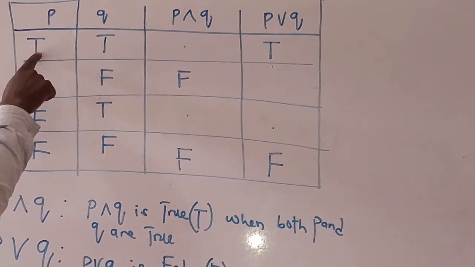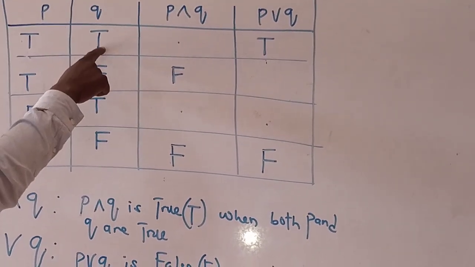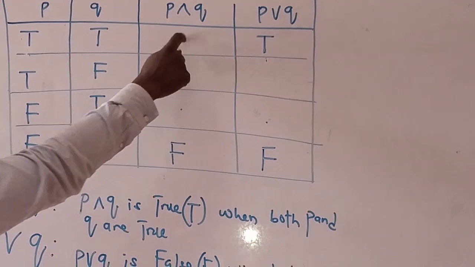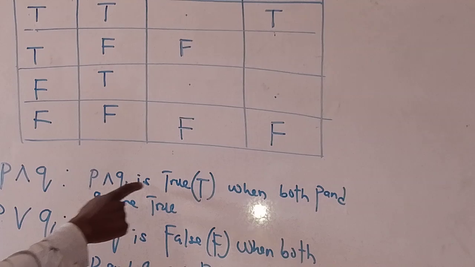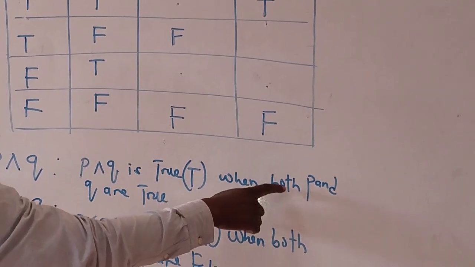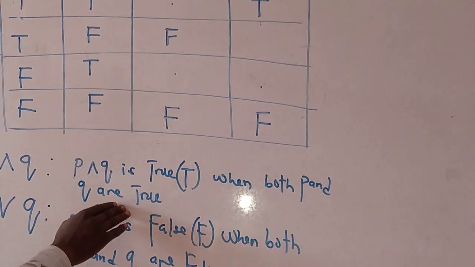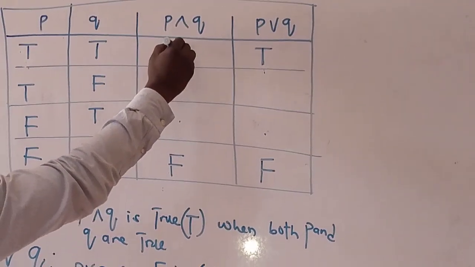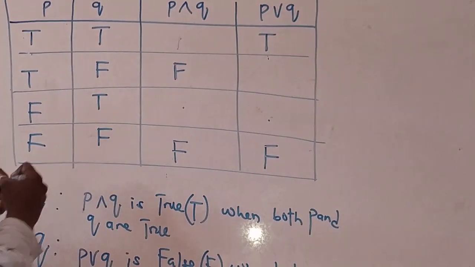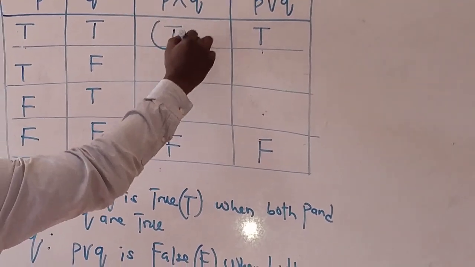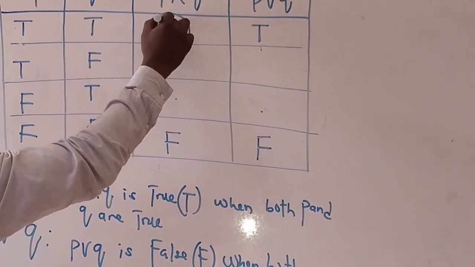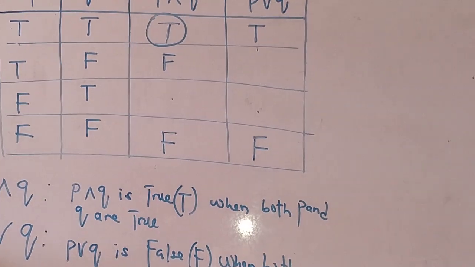Now, P is true here, Q is true here. You now come here to fill this cell. P conjunction Q says that it can only be true when both P and Q are true. So our answer here will be true. That's the answer for this cell.